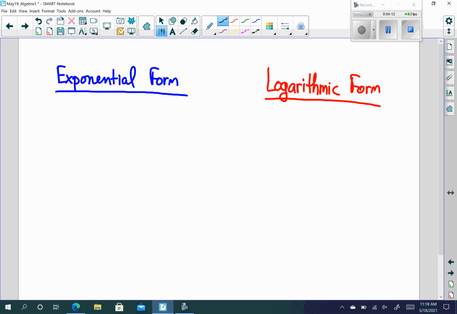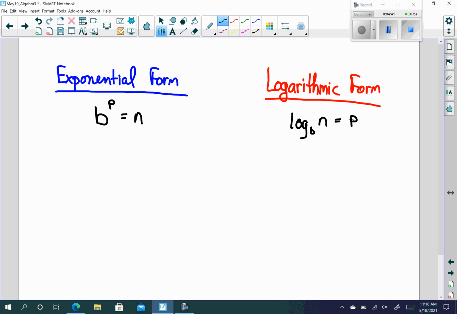Okay, so exponential form, I'm just going to use variables here to represent any base, exponent, and number. So if we have some base b raised to some power p, that's going to equal some number n. Logarithmic form starts with a log. The base, as over here, the base is b, so the base goes right here. It's a little subscript of the logarithm. Log base b of a certain number n is going to equal the power p.